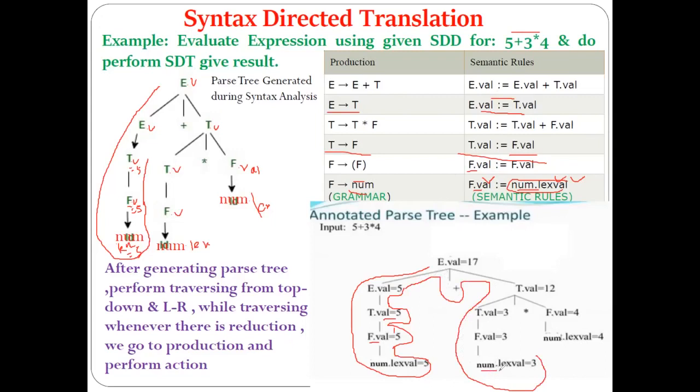Now here, after associating the value 5 here, we go like this and we'll come here. Now num dot lex val. Now what is the value of this?